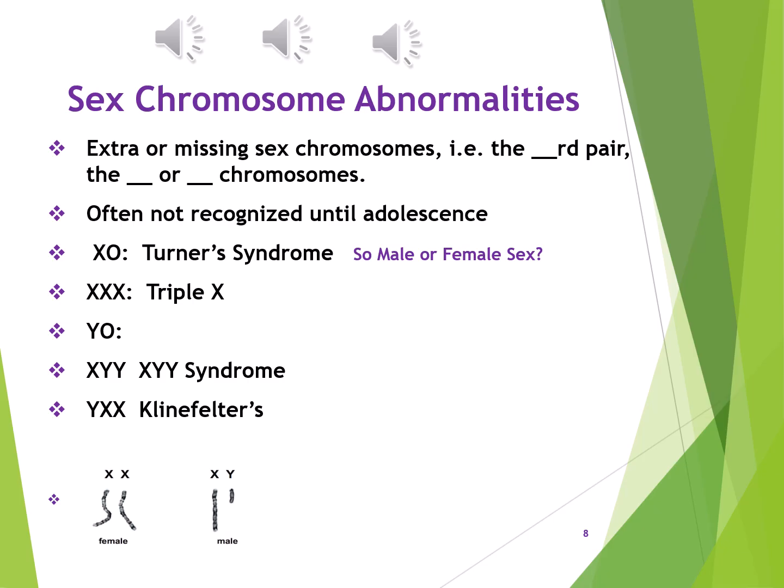Let's now consider sex chromosome abnormalities. That would be an extra or missing sex chromosome. So which pair of chromosomes would that be? 16, 21, 23. Hopefully you want to go with 23, so the 23rd pair. Surprisingly, many people with a sex chromosome abnormality either don't know it until puberty or often never know it.